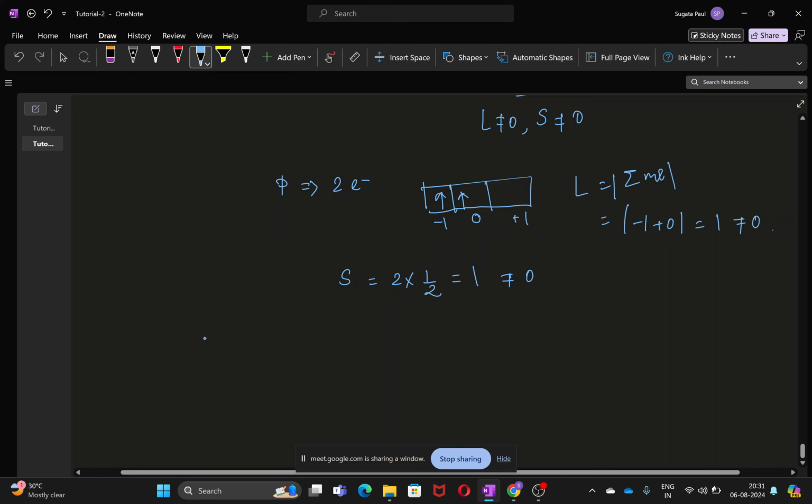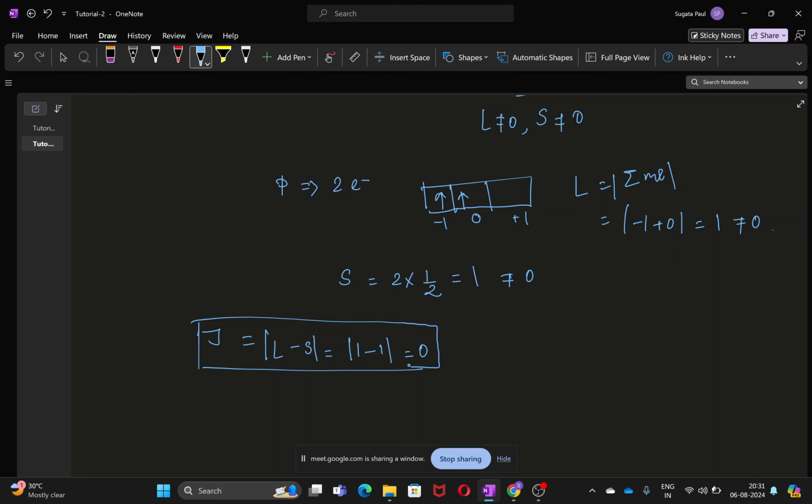But because it is less than half filled, the rule, Hund's rule, is that your total angular momentum is calculated by mod of L minus S. So which is mod of 1 minus 1, which is 0. Thus, you can take the example of any shell like S, P, D, F, any shell, and if you apply the condition that your shell is 1 less than being half filled, you can separately calculate their L and S value and also the J value, and you will see that the J value will come as 0.